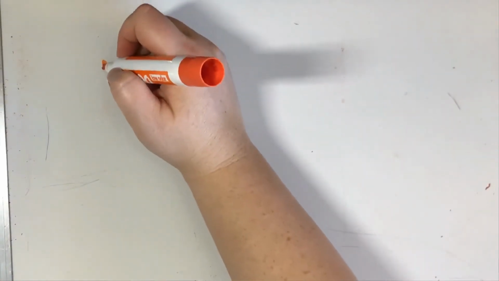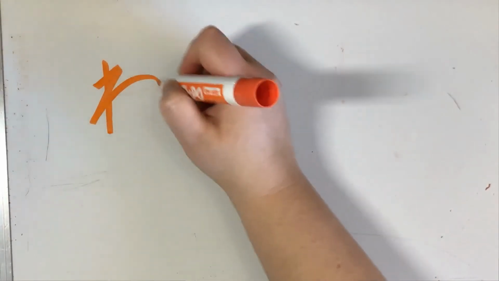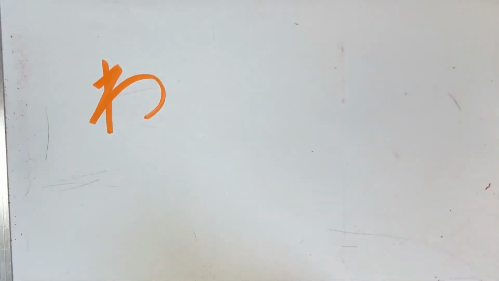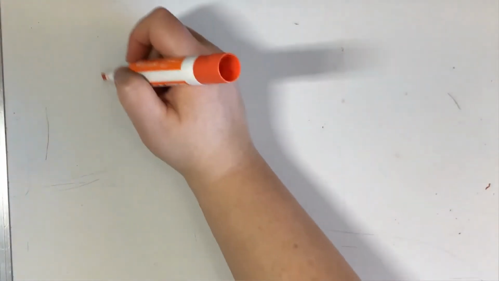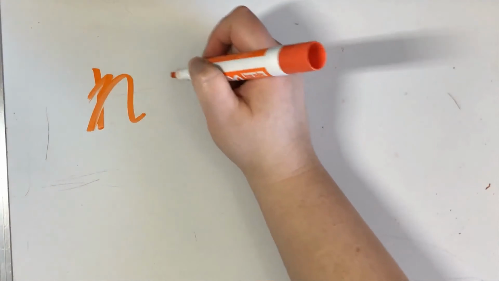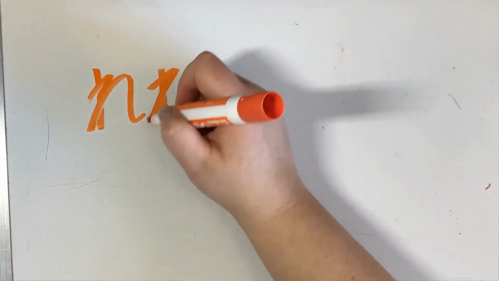So straight down, zigzag, and arch. One more time. Straight down, zigzag, and arch. Alright, so if you were to compare it to they like so, and wa like so.